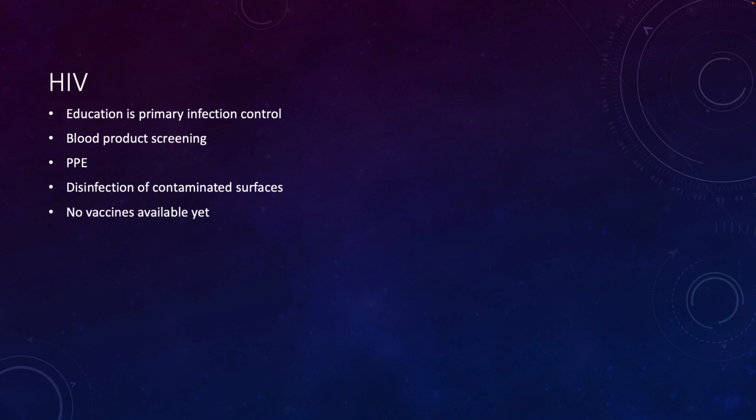There are no vaccines available yet, but there are a number that are in development. So groups like Moderna and Pfizer that have made some of those mRNA vaccines for COVID are working on mRNA-based vaccines for HIV as well.